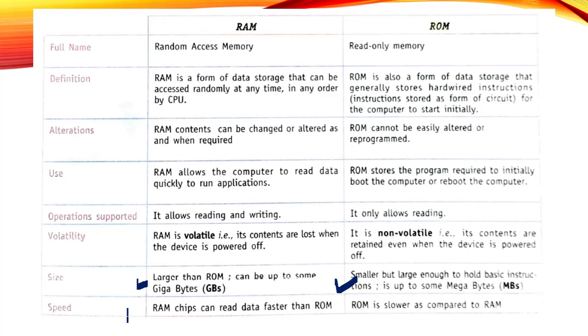Then next we have speed. RAM chips can read data faster compared to the ROM, because generally RAM is used by the CPU directly for the processing of applications. That's why this memory is very fast. Whereas ROM is a bit slower compared to the RAM, because the only function of the ROM is to process the booting. So it was all about RAM and ROM.